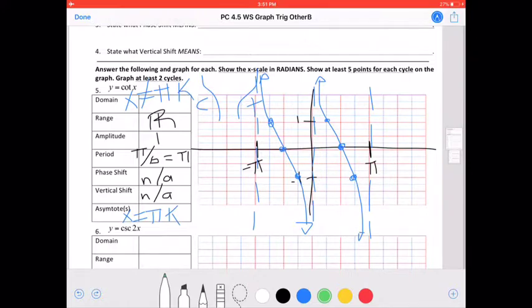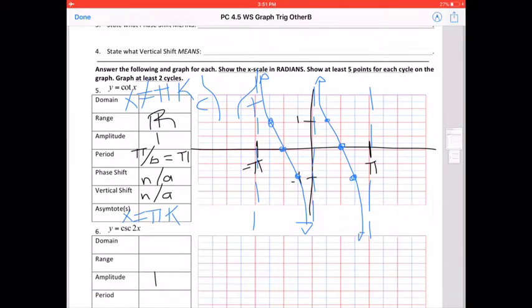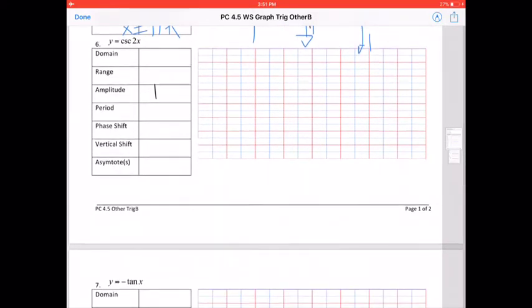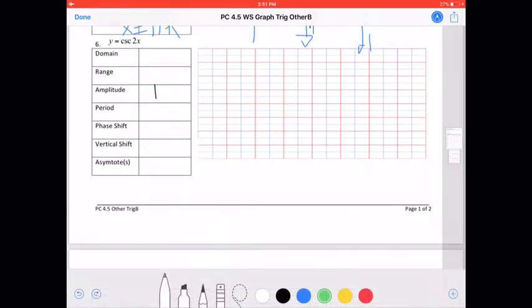Alright, so we're going to go down to number 6 now, and we're going to start talking about cosecant. So I already started looking at it. Let me get rid of that. So we can try to do domain and range first, and we do know our quick shortcuts for that already, but I still like doing amplitude first, graphing it, and then filling in the other pieces.